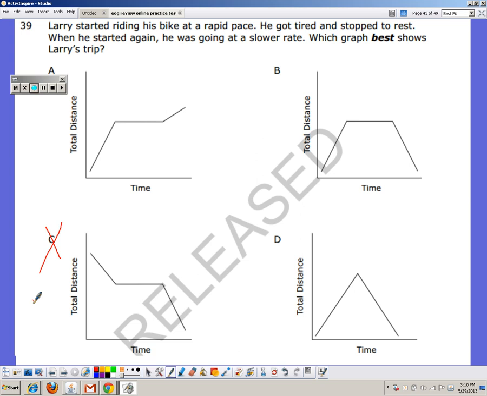He got tired and stopped to rest. Again, stop to rest means it flattens out. As you can see, D has no flat places. Okay. When he started again, he was going at a slower rate. So he's still going up, but now the slope is not quite as steep. So the answer is A. As you can see here, he's going at a pretty good, fast pace. He stops here, and now he's going slower.